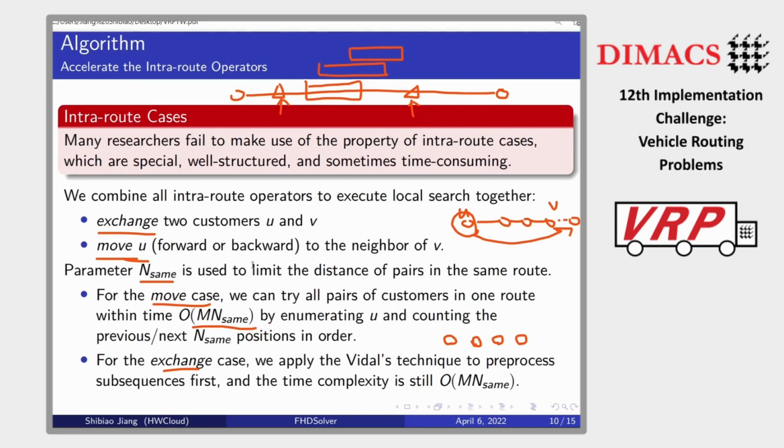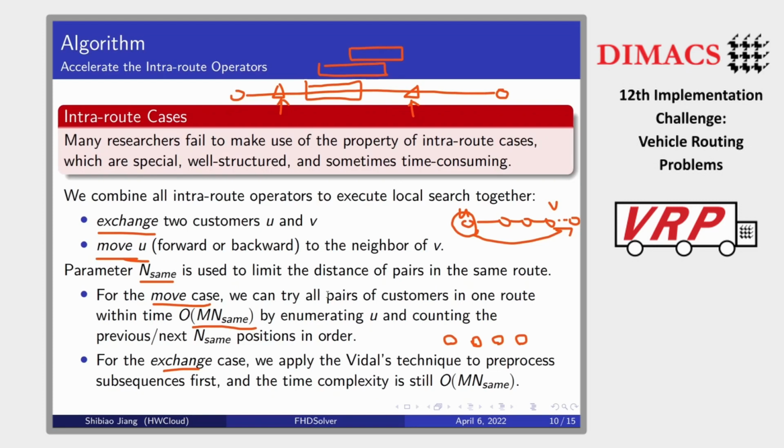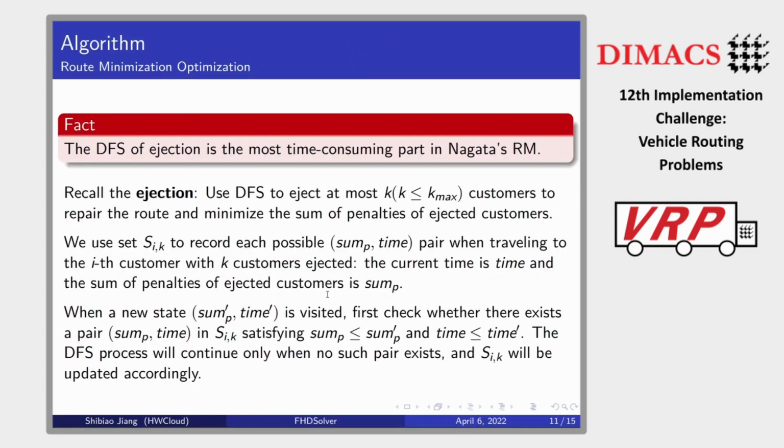Okay, let's move on. Also, I want to tell something about the route minimization optimization. You may find it difficult to understand this slide if you don't read the paper from Nagata. We just improved the implementation in his paper. You know that the DFS of ejection is the most time-consuming part in Nagata's RM process.